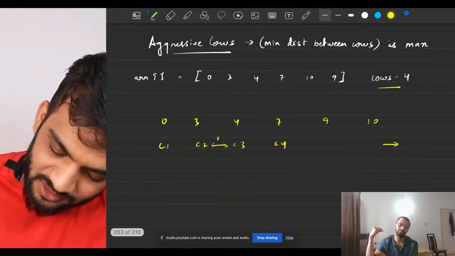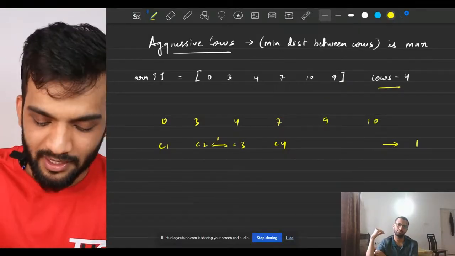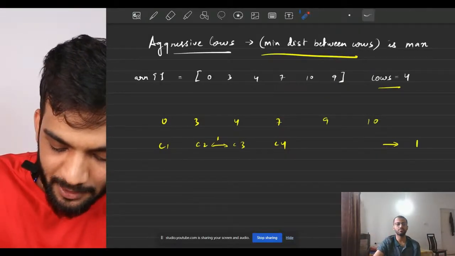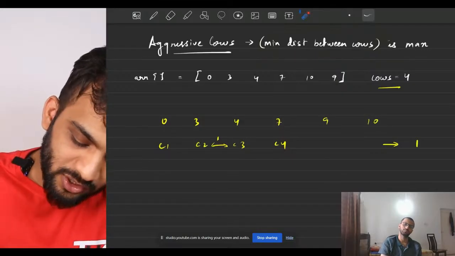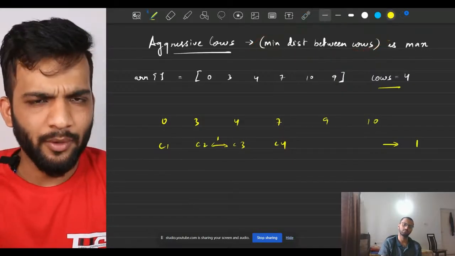So if I place it like this, I'll get the distance as 1. And that's what they're asking you. What is the minimum distance between any 2 cows? That is what they're asking. What is the minimum distance between any 2 cows? You'll be like, okay, fine.